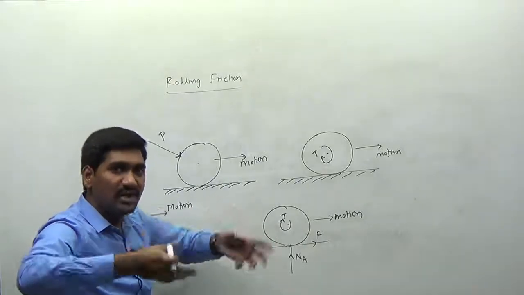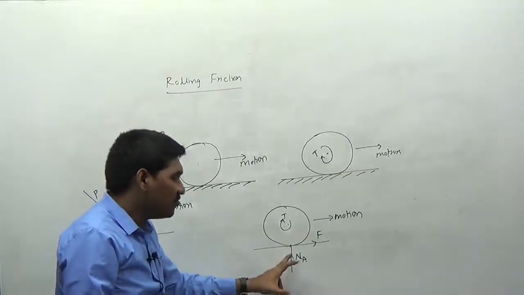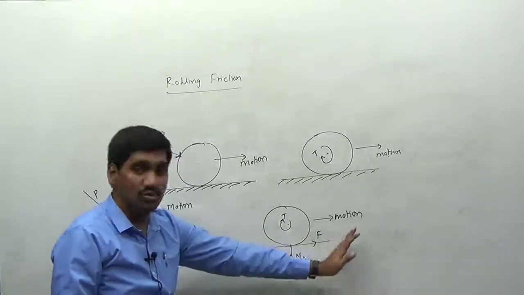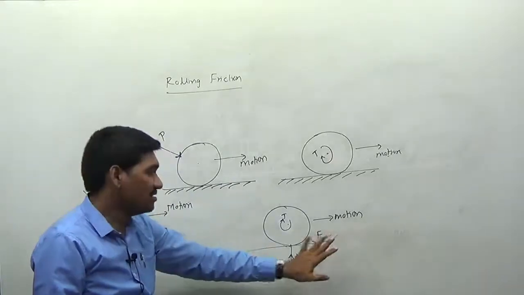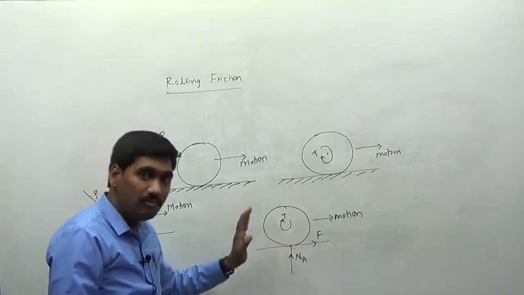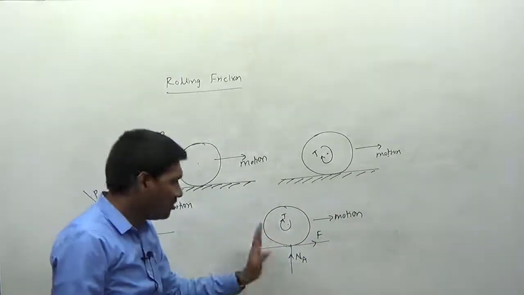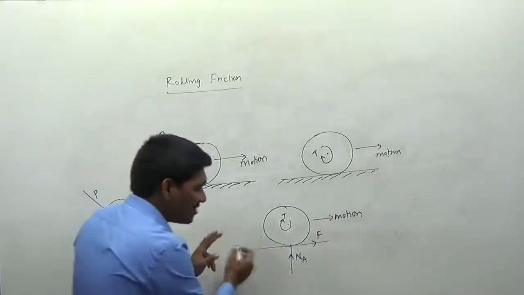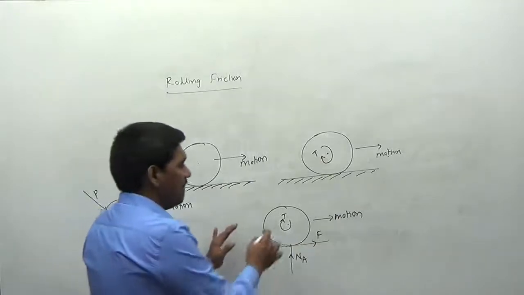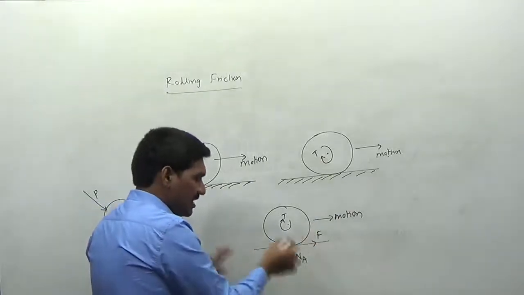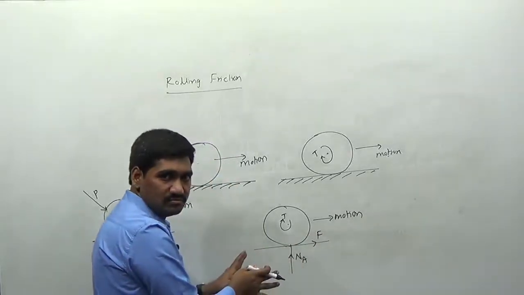If you are applying the torque at the center of the wheel or the center of the vehicle, then the frictional force will always act in the direction of motion. If the frictional force is not acting in the direction of motion, then the body will just roll, but it will not slide. It will not move forward. We should have a sufficient amount of friction. I will give you a simple example. Let us assume that this surface doesn't have any friction.